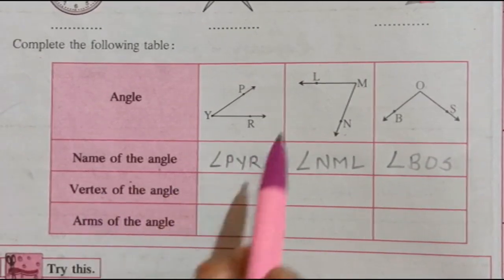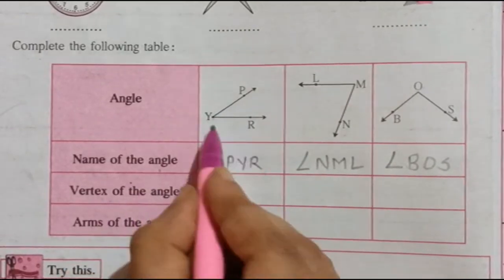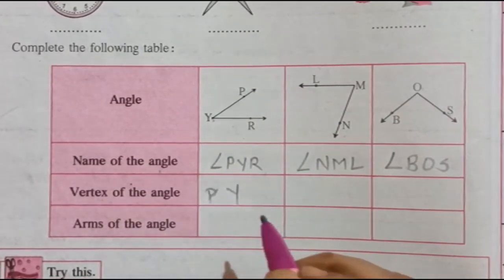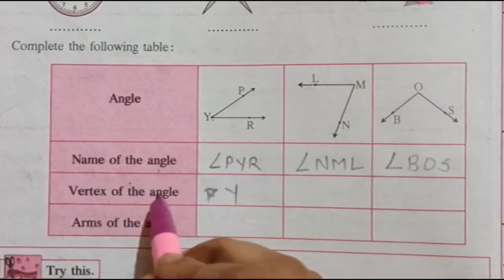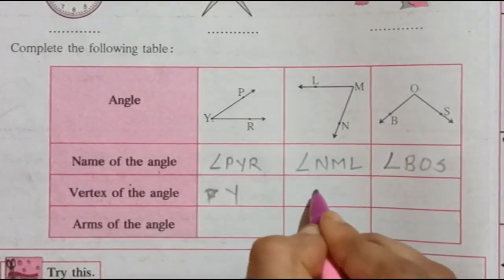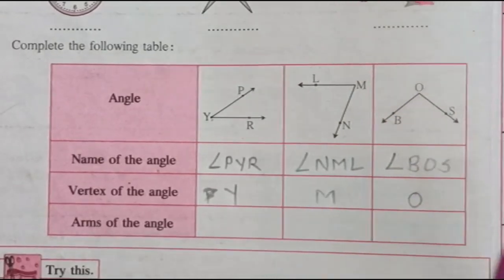Now they have told vertex of the angle. Vertex means the corner where two lines join together, that is point Y. So what is the vertex of this angle? That is Y. Okay. What is the vertex in this angle? These two arms join together at M and these two arms join at O.